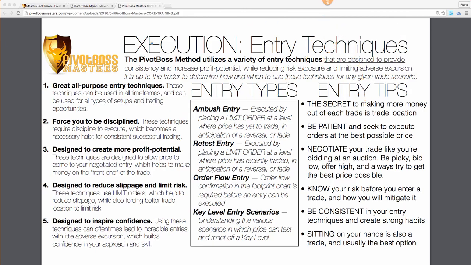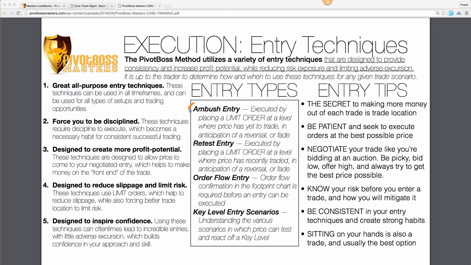In order to do it without having to do anything as the level approaches, you just set a limit there. That's an ambush entry, where price has not tested that level yet and it's going to get you in right there. Do or die. It can even go through, it can do whatever, but it's going to get you at that level, fill it or better. A retest entry, this is the one that I use most often.